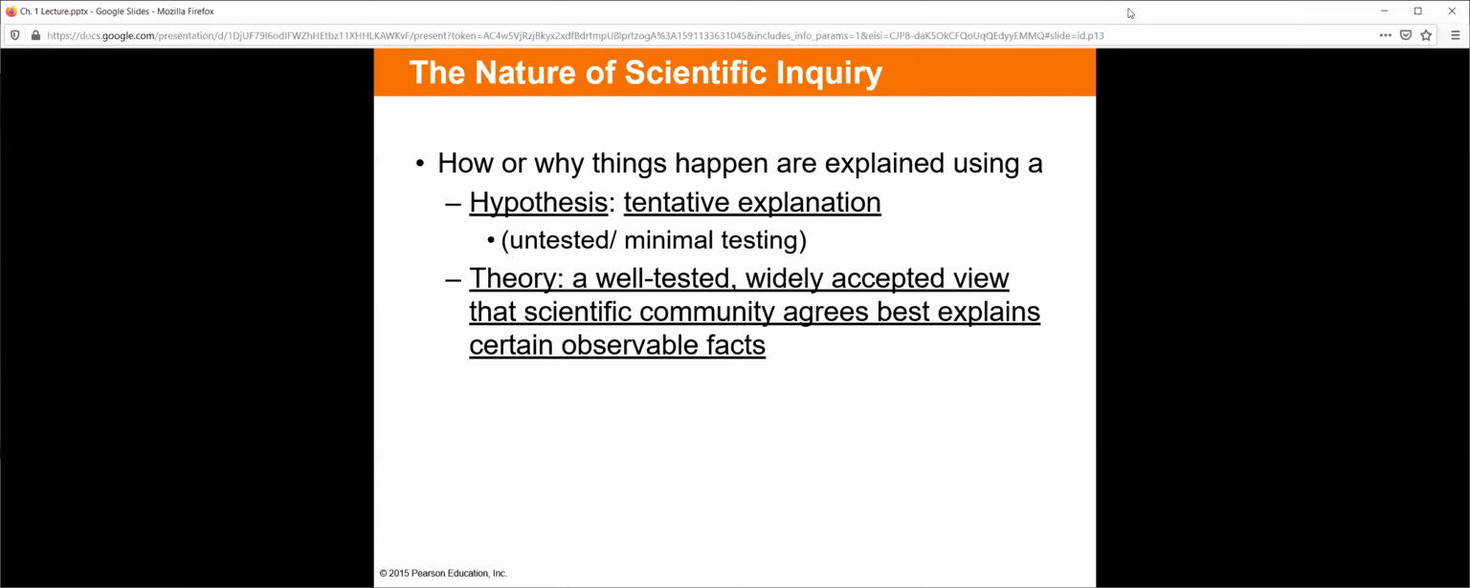A theory we're going to define in this text as a well-tested, widely accepted view that the scientific community agrees best explains certain observable facts. I'm going to stress this throughout this first chapter. The way some people use theory is not the way I'm using theory. When I say theory in a scientific context, it is in no way, shape, or form some sort of guess or unknown. A theory is something that is happening.